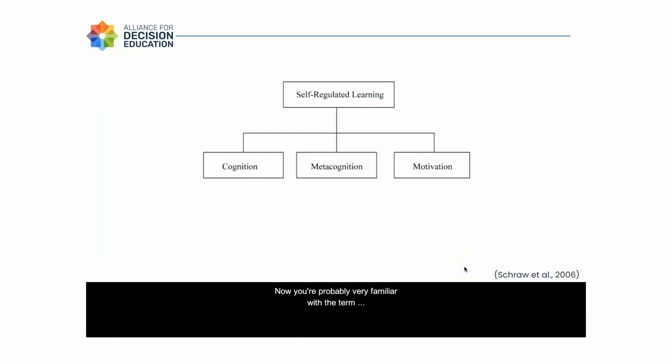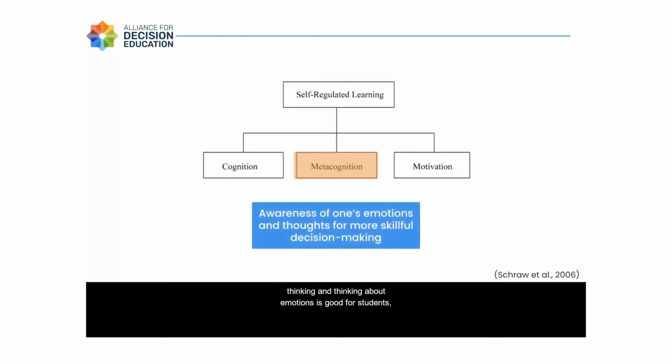Now, you're probably very familiar with the terms self-regulation or self-regulated learning. We just want to note that these concepts are all interrelated. Metacognition is just one piece of a larger framework around self-regulated learning. And from all of this, we really want to show that thinking about thinking and thinking about emotions is good for students, it benefits learning, and it can impact decision making.